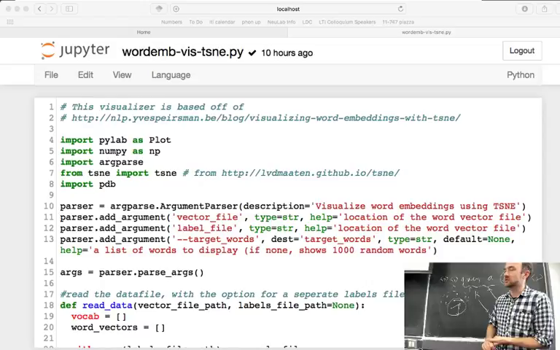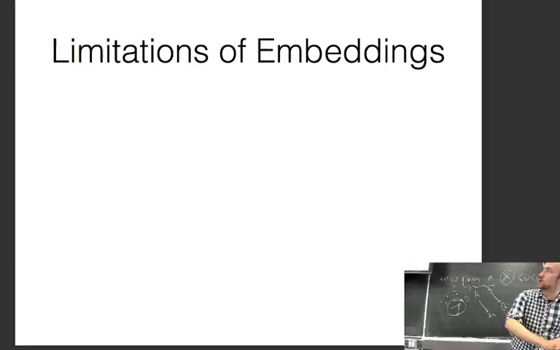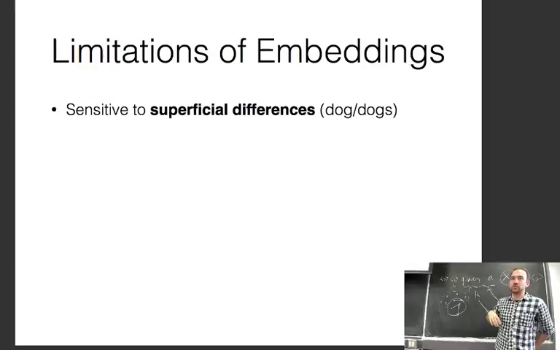So number one, hang on 1 second. So number one is basically, we have a number of limitations for embeddings that we would like to fix, and all of these models are basically created to fix one of these limitations. So number one is embeddings are sensitive to superficial differences.